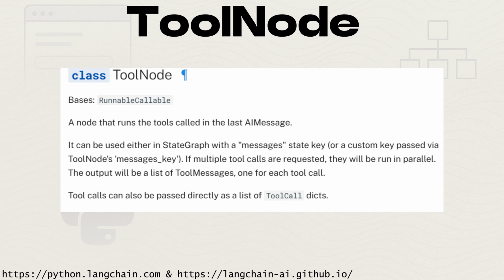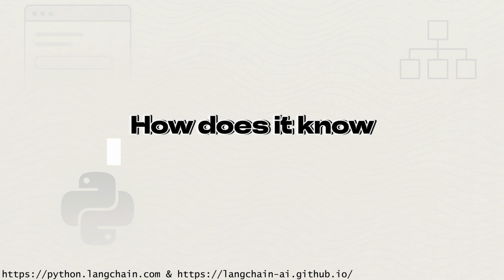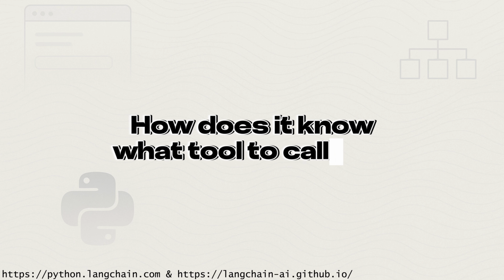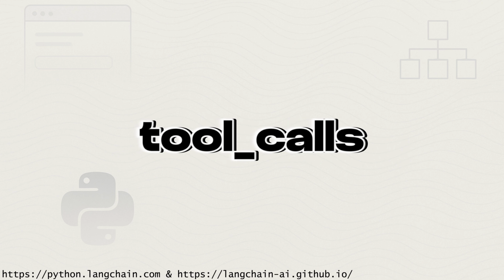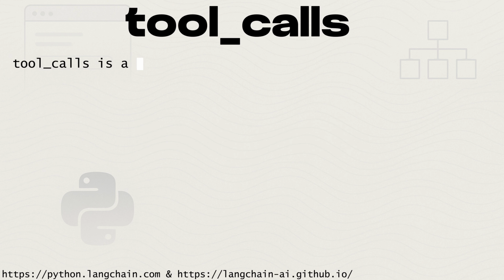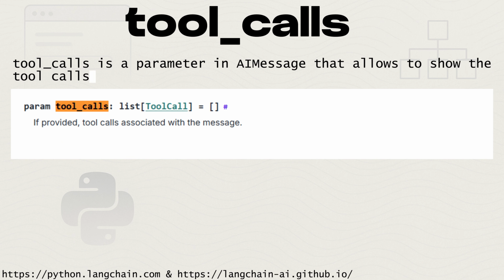However, what does it do? Basically, it looks at the last AI message and checks if there is a tool call, and then it invokes that tool and appends the results to the messages. But how does it actually know what tool to call? That basically happens with tool calls. Tool calls is a parameter in the AI message that allows to show the tool calls associated with that message.